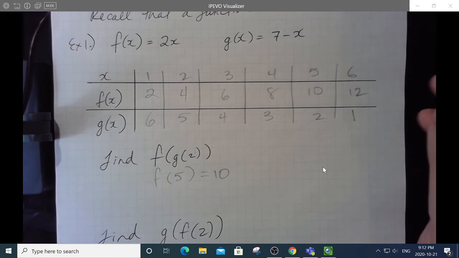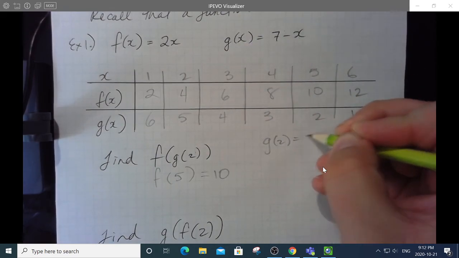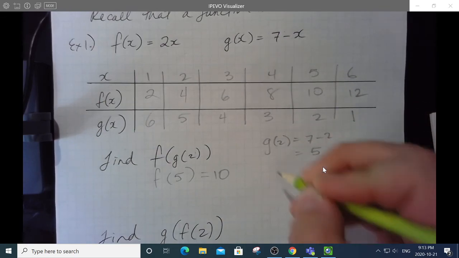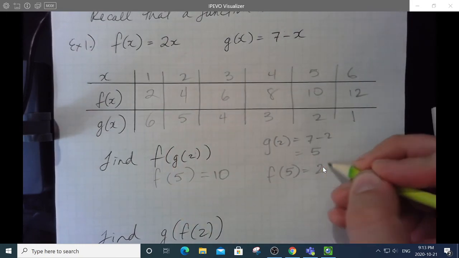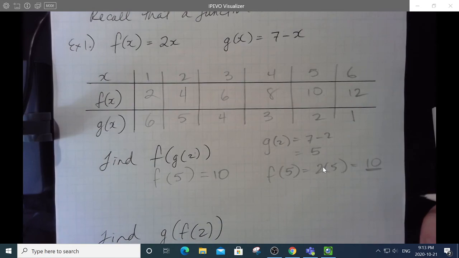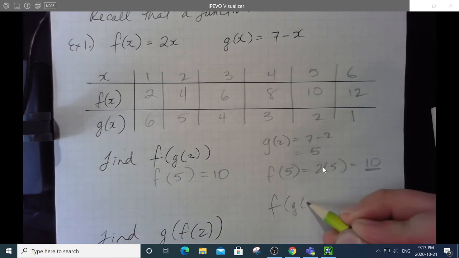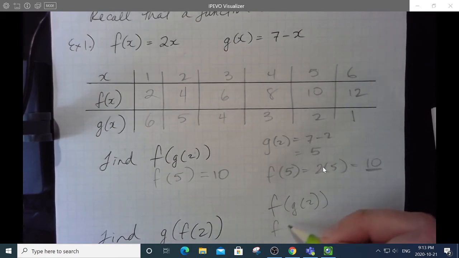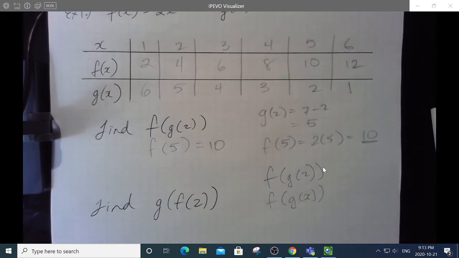I could have found it algebraically by going, okay, g of 2 is 7 minus 2, which is 5. And then f of 5 is 2 times 5, which is 10. That hopefully isn't too tough. And there's yet a third way I could have found this. I could have found f of g of 2 by actually finding what f of g of x is as its own formula, and then plugging 2 into the x of that formula.